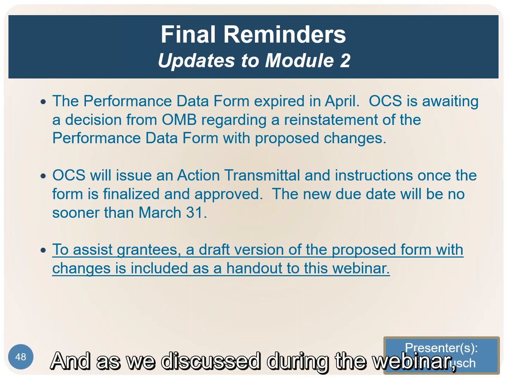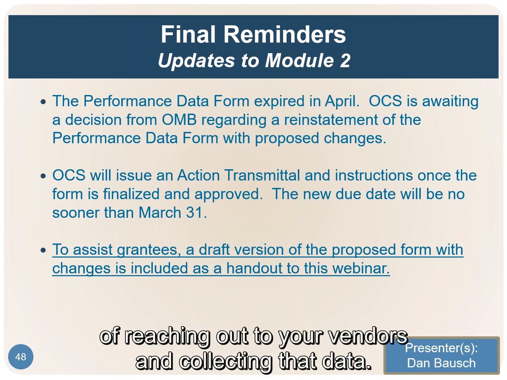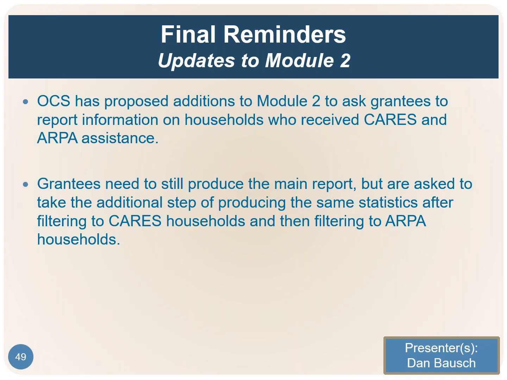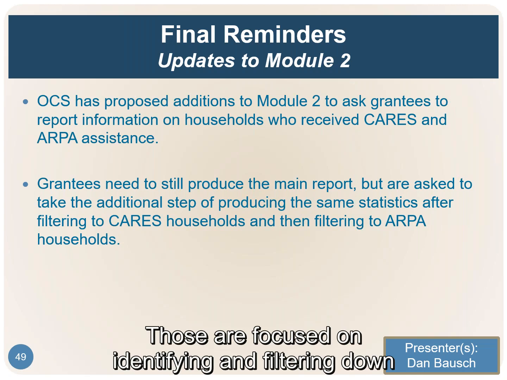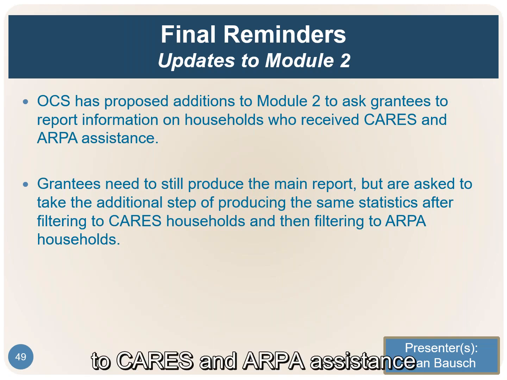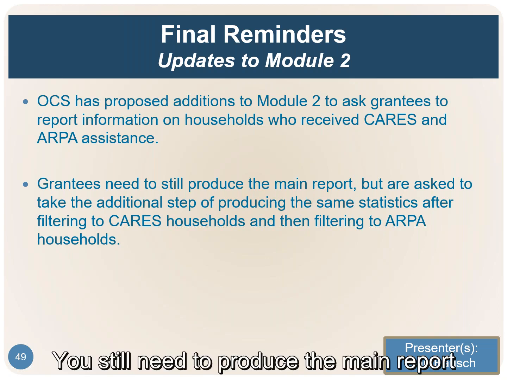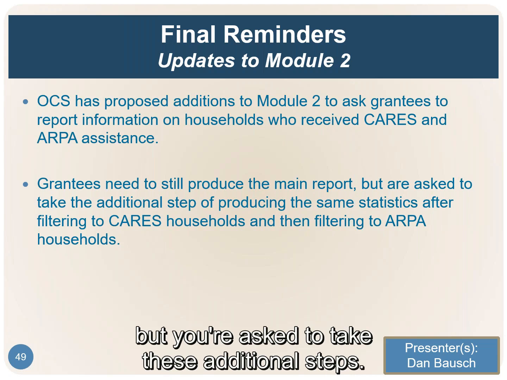And as we discussed during the webinar, there are no changes to the approach of reaching out to your vendors and collecting that data. There are proposed additions to Module 2. Those are focused on identifying and filtering down to CARES and ARPA assistance and producing the statistics for those subgroups. You still need to produce the main report on overall impacts, but you're asked to take these additional steps.